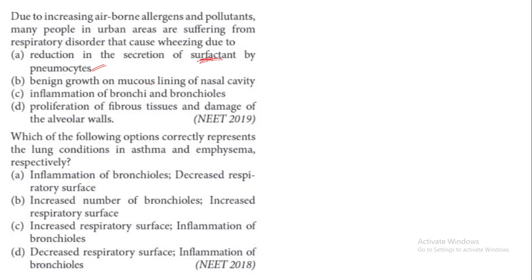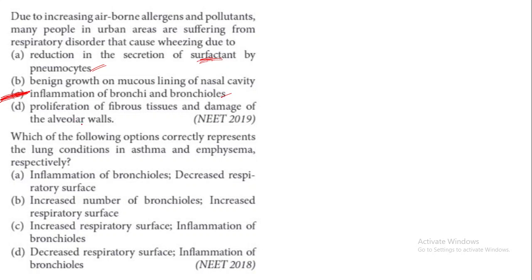Or is it benign growth on mucus lining? Benign growth is nothing but a tumor growth. Growth on mucus lining of nasal cavity? Or is it the inflammation of bronchi and bronchioles? Or the proliferation of fibrous tissue and damage to the alveolar walls? The pollutants and allergens generally cause inflammation of the bronchi and bronchioles. Most of the time the pollutants do not reach the alveoli. Whatever damage they have to cause, they cause at the air passage. Before they reach the alveoli, the effects are already seen. So the right option here is C.